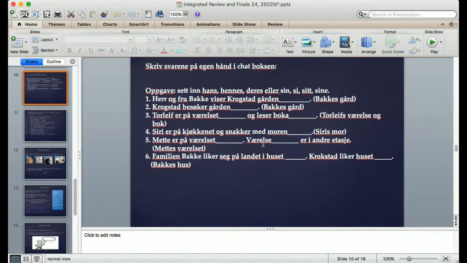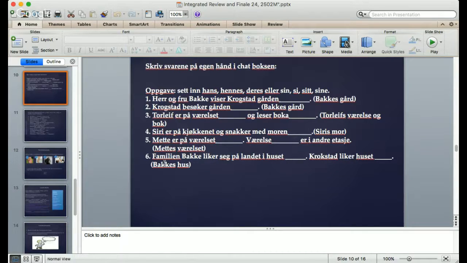So let's look at the next sentence. Værelse. Now, this is Mette's værelse, but here værelse, the room, is the subject. So you can't use sin, si, sitt, sine with the subject. You would have to use either hans, hennes, or deres. But since Mette is a girl, we would use hennes. Okay, værelse hennes er i andre etasje. So her room is on the second floor.